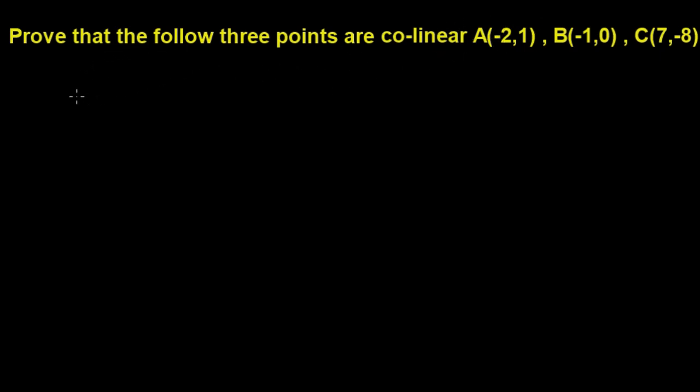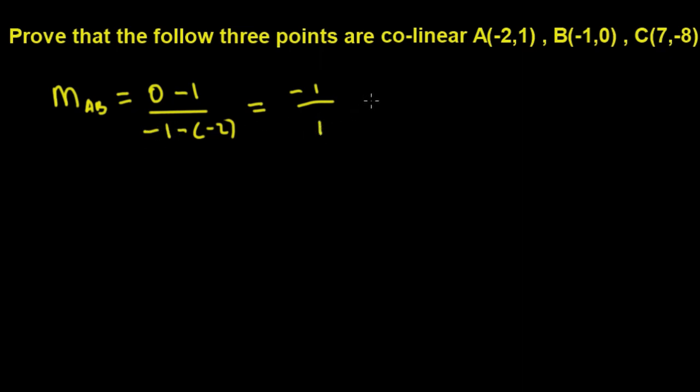So you could look at the gradient of the line AB. So that's the gradient of the line AB, and that's going to equal, well, we can call this x1, y1, x2, y2. So there's going to be y2 minus y1, so it's 0 minus 1, divided by minus 1 minus minus 2. So that's going to give us on the top line minus 1, and on the bottom line the two minuses cancel out, that would be plus, so that'll be minus 1 plus 2, which is a value of 1. So the gradient of the line AB is minus 1.